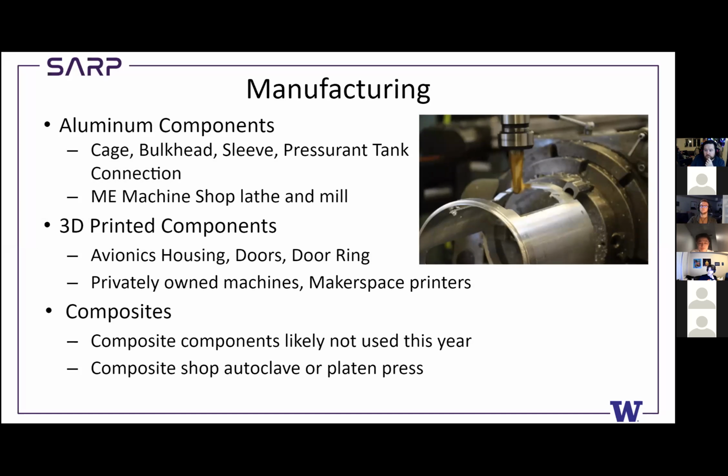I've spent lots of time writing up work orders on them, so we should be able to crank that out in no time, considering we're already started on it. 3D printed components, that'll be the Avionics Housing doors and the door ring. A lot of us have our own 3D printers, so we use those for sure. And then any of the makerspace printers we have access to, we may use as well.